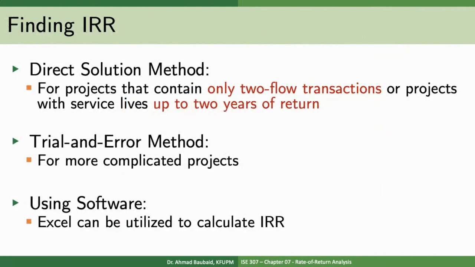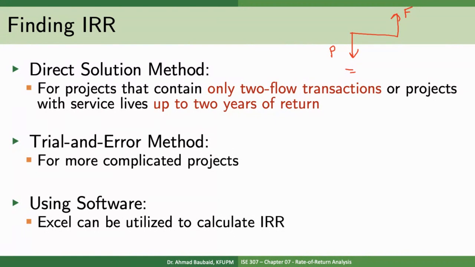All right, so now let's talk about the methods that we use to find the internal rate of return. Again, we highlighted 3 methods, and we're going to go through them one by one. First is direct solution. I told you that you can solve it using math, analytically, but only in special cases. And what are those special cases? Well, the first one is when you have a two-flow transaction. So basically you have a P and an F.